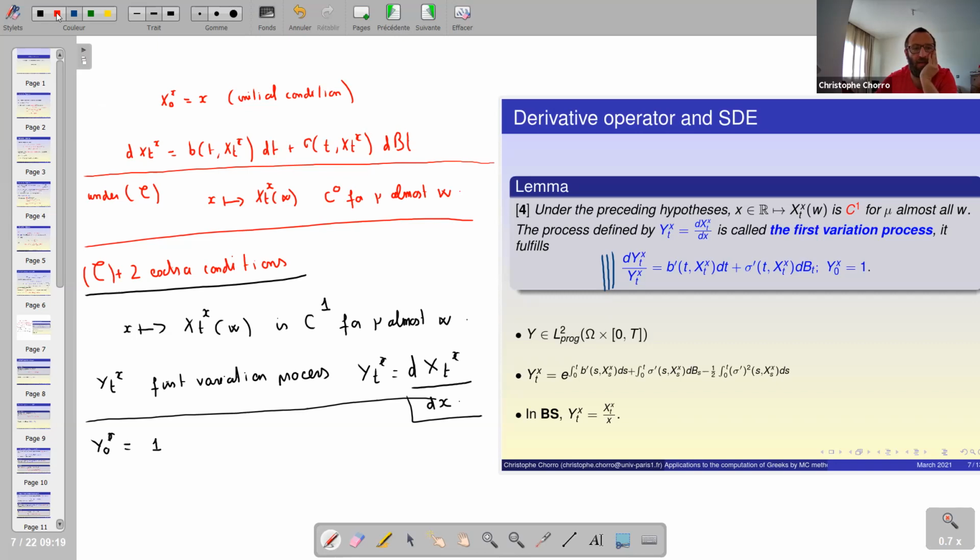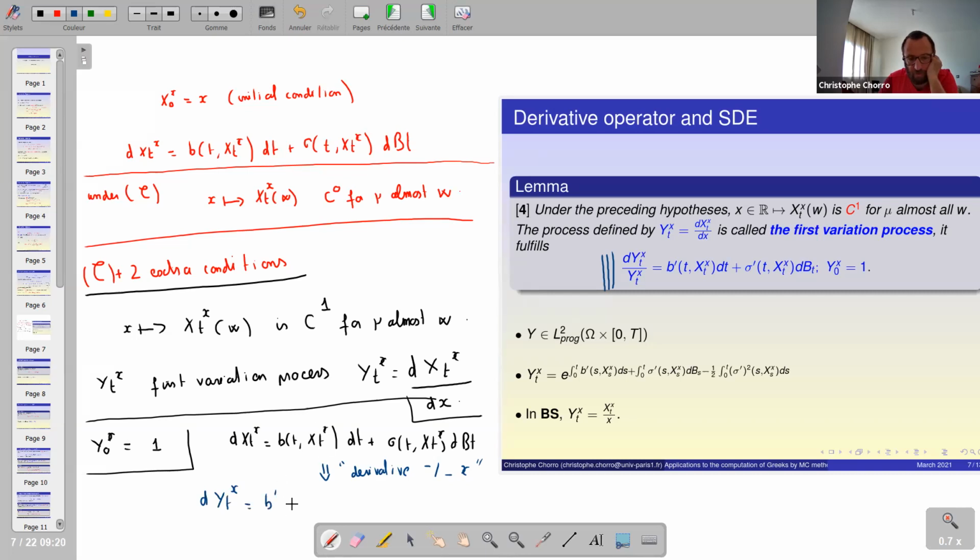So I can write it this way. If I have my stochastic differential equation here, and I compute the derivative with respect to x, I obtain dYt(x) equal to b prime, that is the derivative with respect to the second variable, (t, Xt(x)) Yt(x) dt plus sigma prime, using the chain rule once again, this one multiplied by the derivative of X with respect to small x, that is what I have called Y, dW.